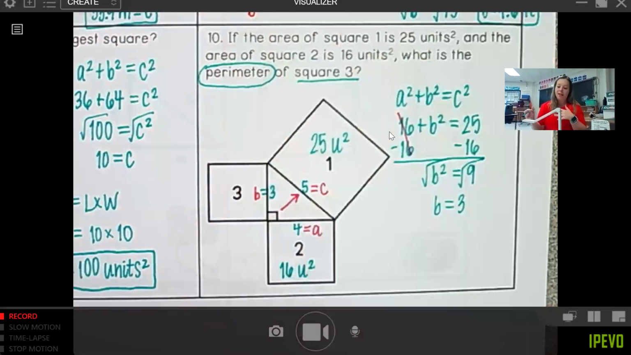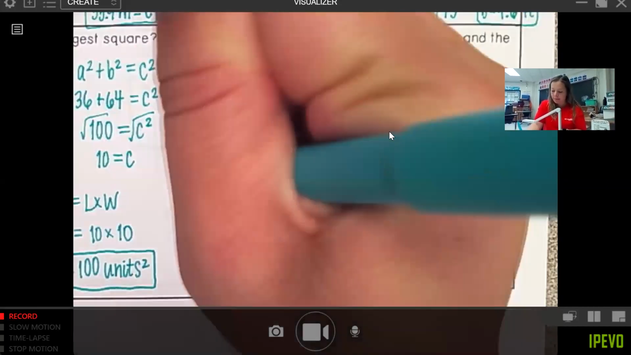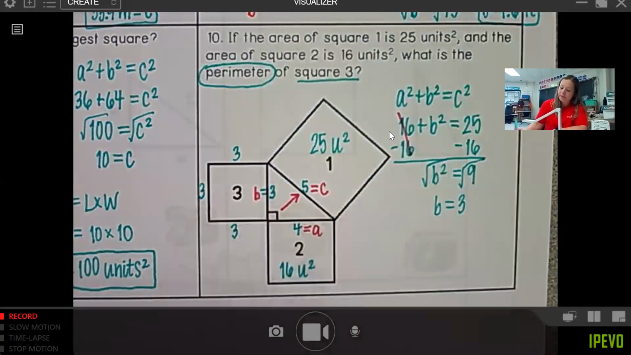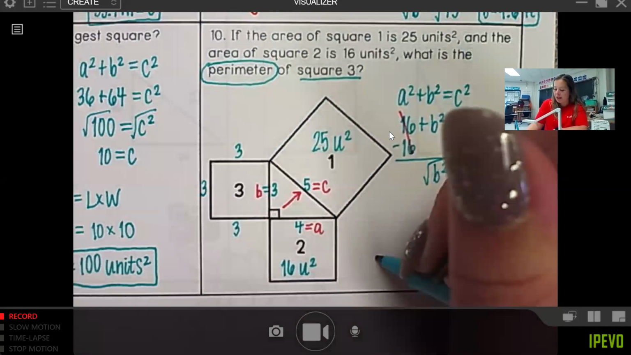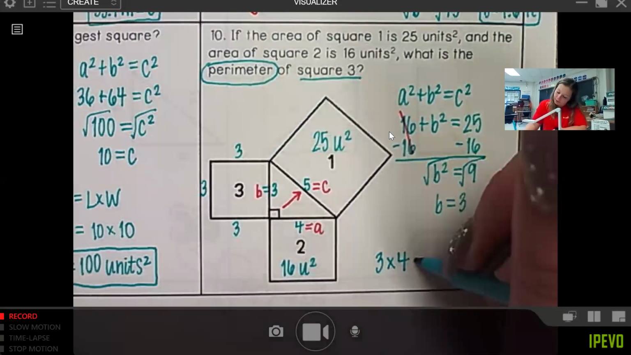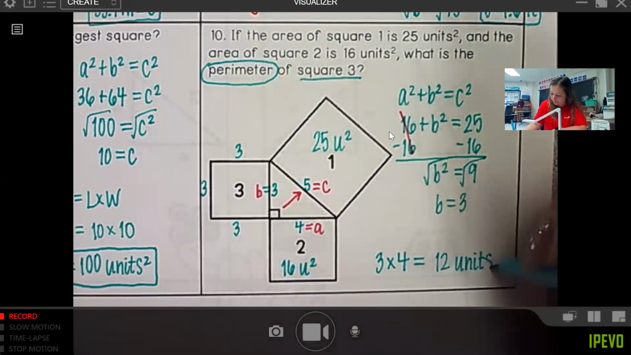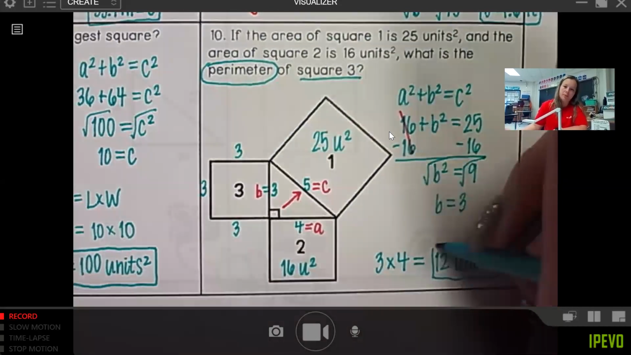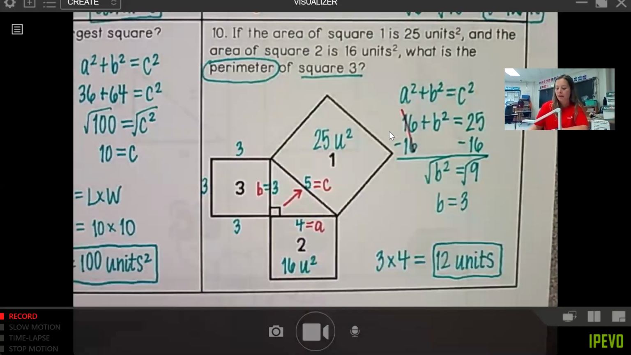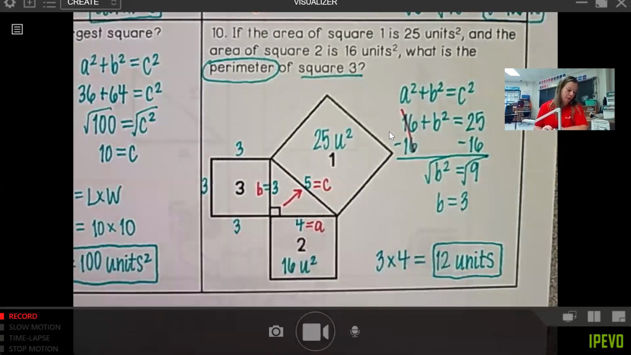In a square, all sides are equal. So every side of this square is 3. So I need to add up my perimeter. If I take 3 times 4, because there are 4 sides to a square, I would get that the perimeter is 12 units. Your other option is to add up the sides. You would get the same answer. 3 plus 3 plus 3 plus 3 would also give you 12 units.